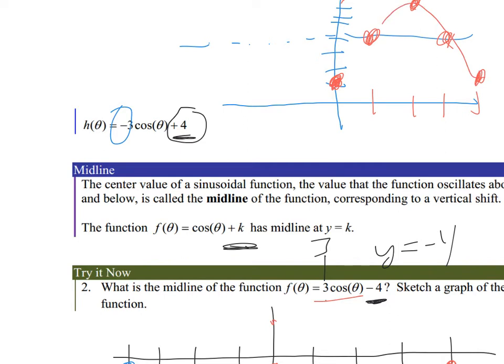Okay, so that's just a reflected cosine graph because the amplitude is negative, but actually the amplitude is still 3. It's just been reflected. So don't tell me the amplitude is negative 3. Tell me the amplitude's 3, and it's been reflected.